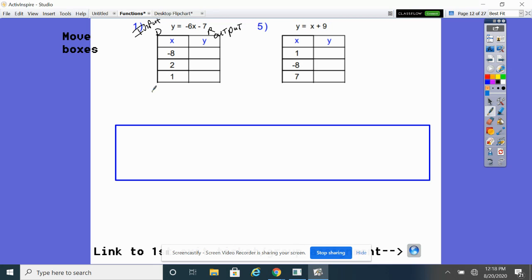So the idea is, given that x, we're going to replace x. Instead of writing the x right there, I'm going to write a negative 8 minus 7. I'm just sticking negative 8 in the equation. We want to calculate this, see what we get. Negative 6 times negative 8. When two numbers are next to each other, it means multiply. Negative 6 times negative 8 is positive, two negatives is a positive, 48 minus 7. And 48 minus 7 is equal to 41. So the y value would be 41.